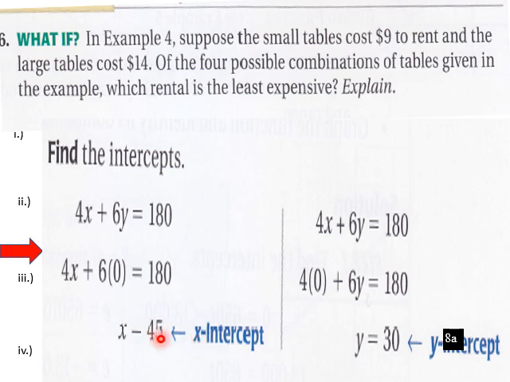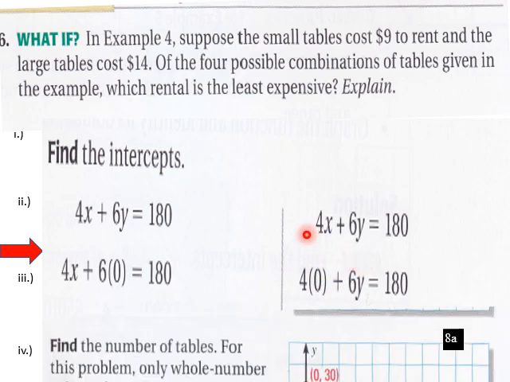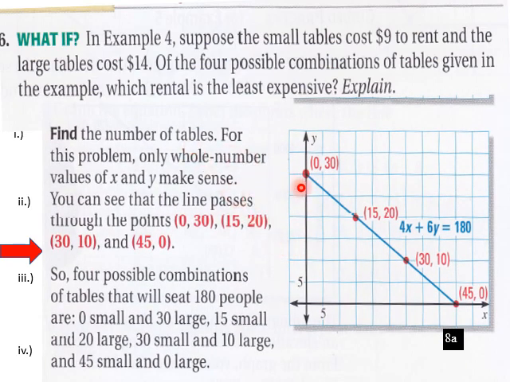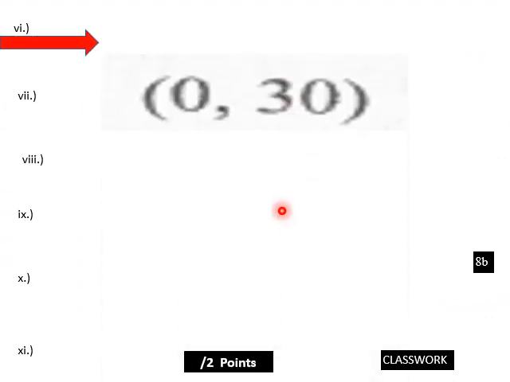Our x-intercept was at 45, and our y-intercept was at 30. So we know those were maxing out a certain type of table. Here again is the graph. Find the number of tables. Here they are: (0, 30), (15, 20), (30, 10), and (45, 0). Now to find the cost of each combination.